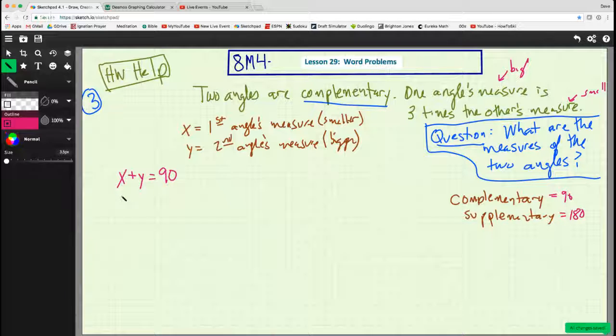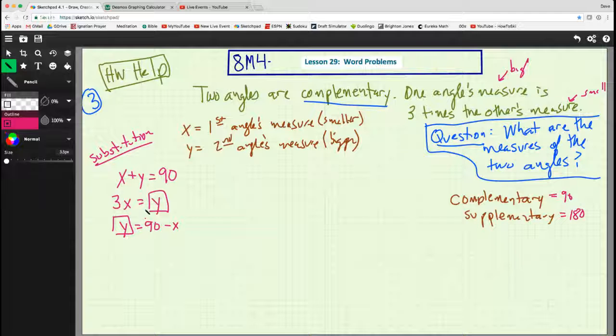So we're going to say 3 times the small, 3x equals y. Cool. This is looking like a candidate for substitution. So I'm going to do this one with substitution. We have y isolated here. So let's isolate this one for y by subtracting an x from both sides. If I subtract an x from both sides, I get y equals 90 minus x.